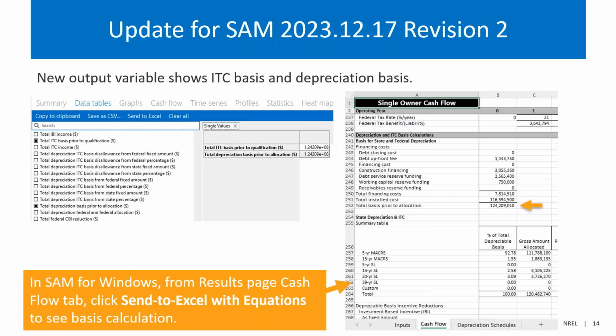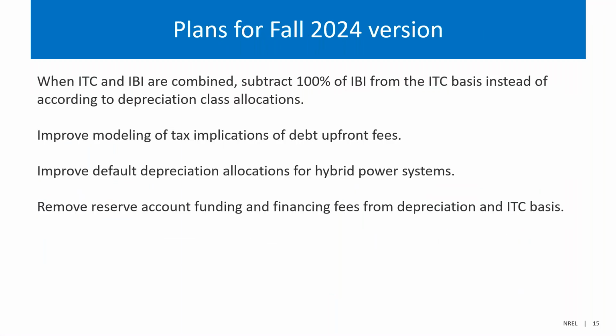While there's a pause here, I'll just take a minute to show what we're planning for the fall 2024 release with respect to incentives. As I mentioned, we're going to go through the depreciation and ITC basis numbers and make sure that we're up to date on what's being included in those. And then we're also going to make a few changes to the way things are calculated.